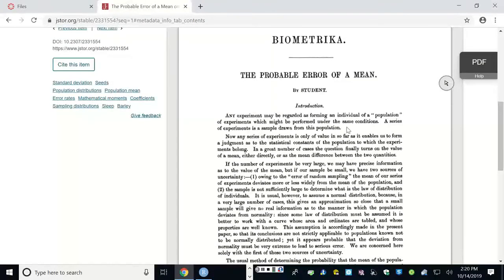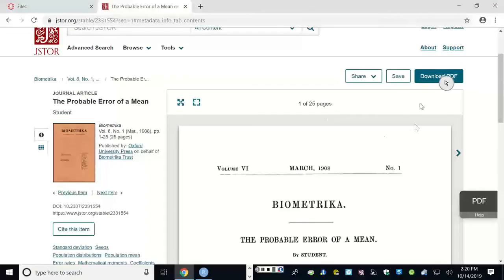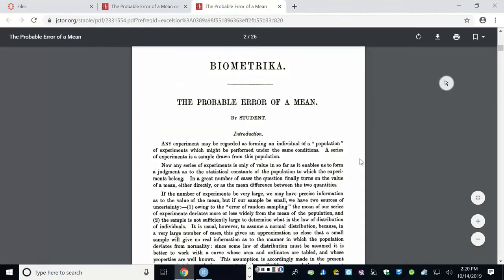Right, so this is the frequentist idea. Any experiment may be regarded as forming an individual of a population of experiments which might be performed under the same conditions. A series of experiments is a sample drawn from this population. So you can get this kind of repeated practice over time, and there's a lot of text. If you get the PDF for it, you can see the whole article.